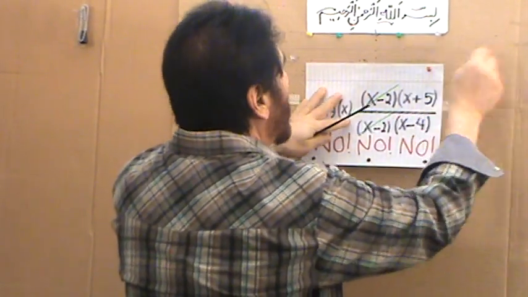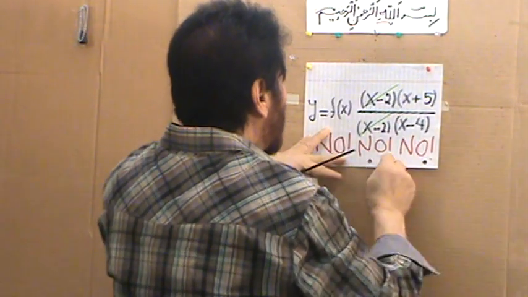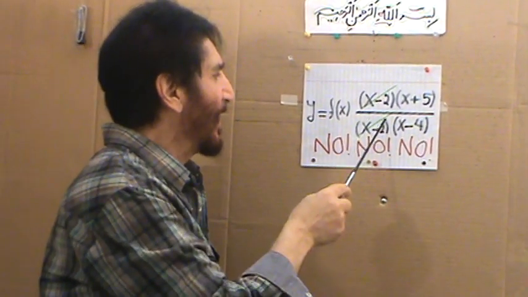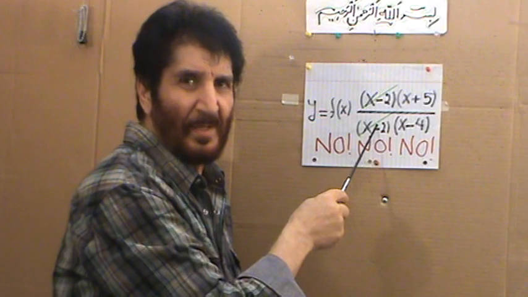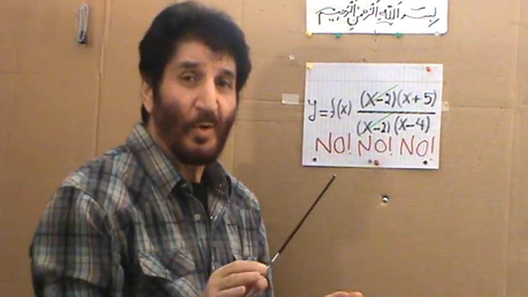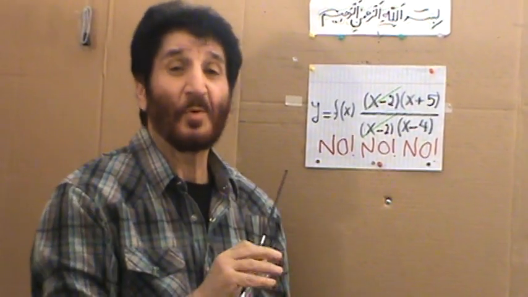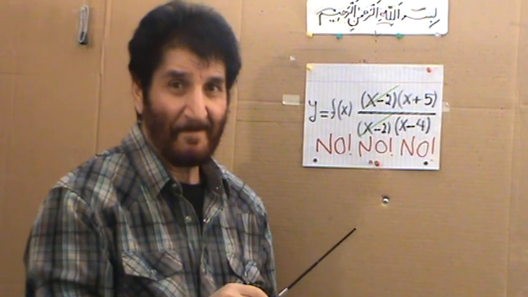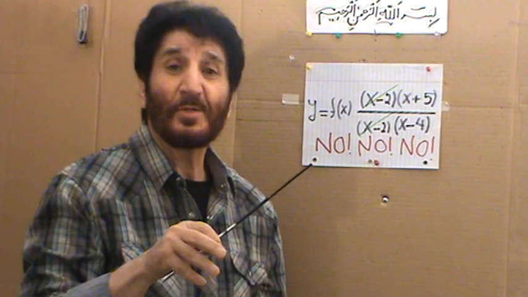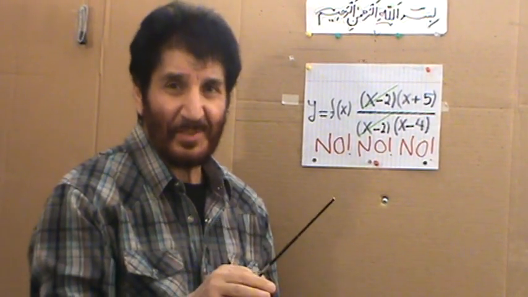And one thing I would like to emphasize, very important: students have a tendency to see things like that and cancel them, because these two factors are the same. No, no, no. I have written in red color, no, no, no. Don't ever attempt to do that. We will see why. And these two factors are going to be there for the entire discussion.